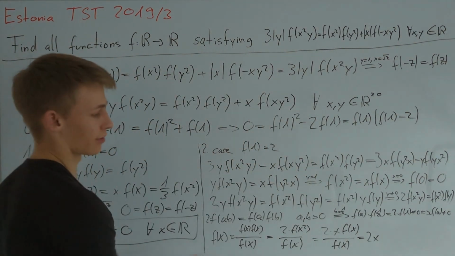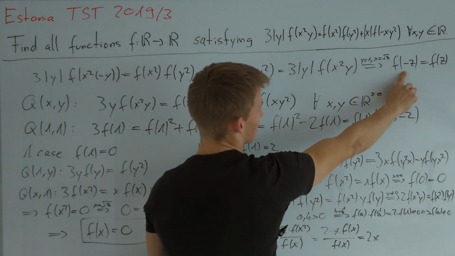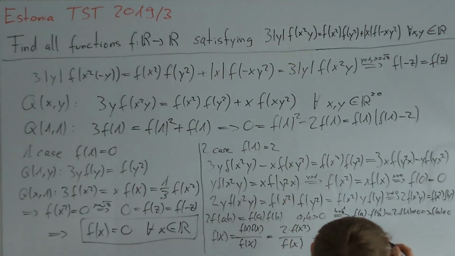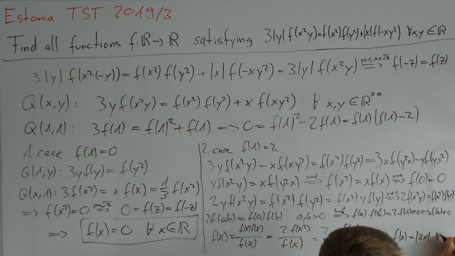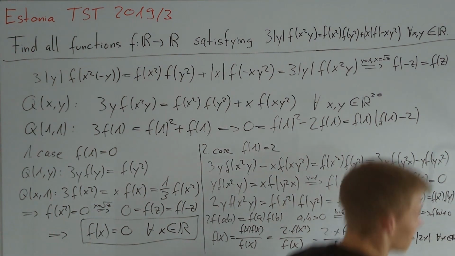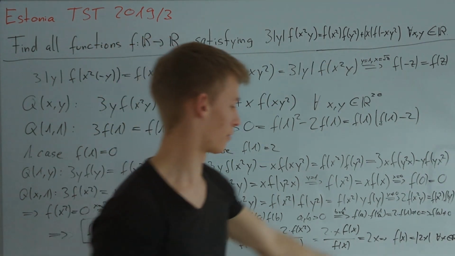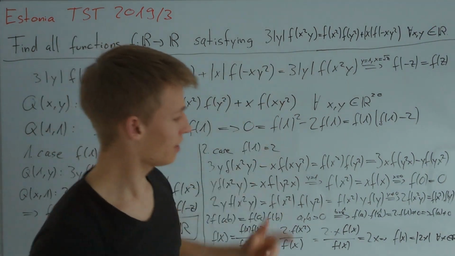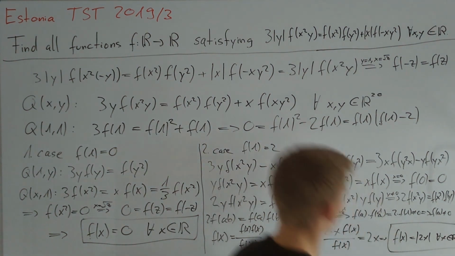This equation here holds for every positive real number x, and now we use the fact that f of minus z is equal to f of z, and that f of 0 is equal to 0 to conclude that f of x is equal to the absolute value of 2x for all x in R. We can plug in this function now back into our original equation and see that f of x equal to the absolute value of 2x also satisfies this equation here, and therefore we found a second solution, and therefore we are done.